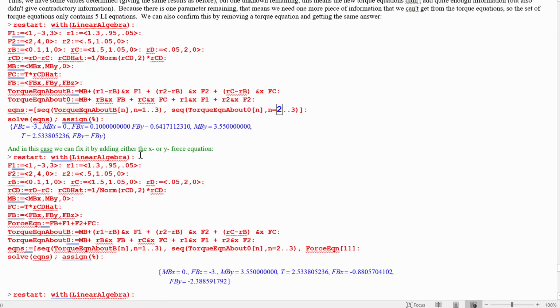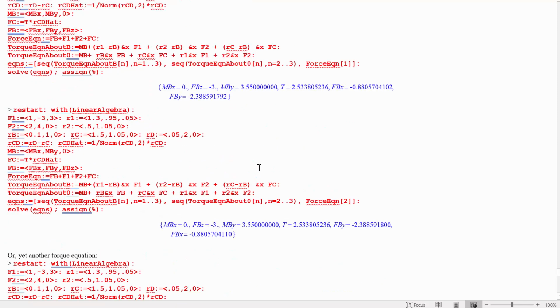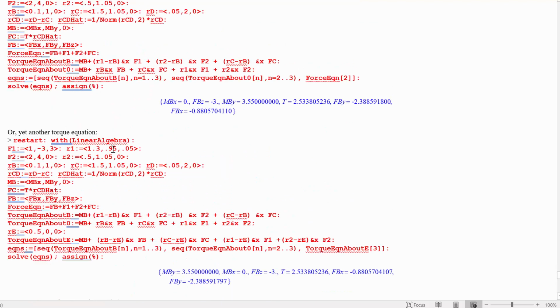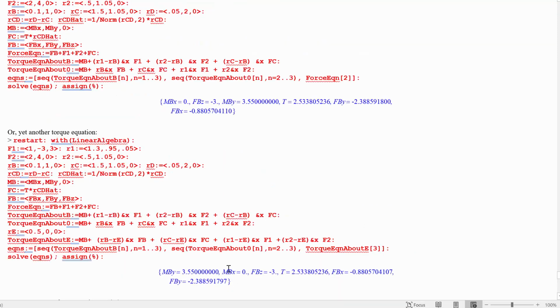And if we add in either the X or Y force equation, it turns out to fix it, but the Z force equation doesn't add enough. And you can even fix it by adding in a special torque equation, like the torque about this extra point E defined here. Now this does give enough information to let you use just torque equations to solve for all of the things that we're looking for.